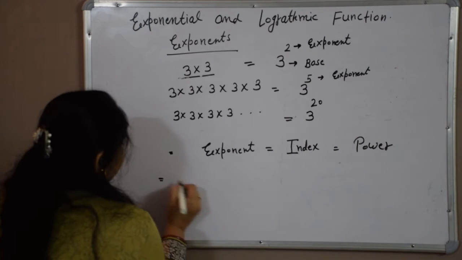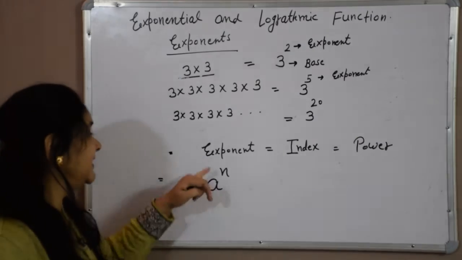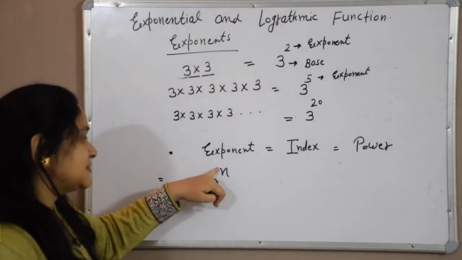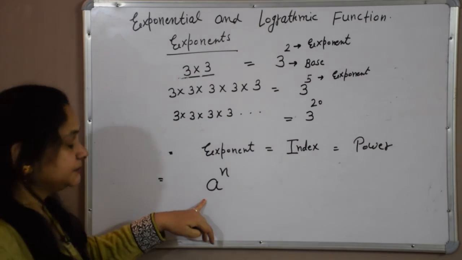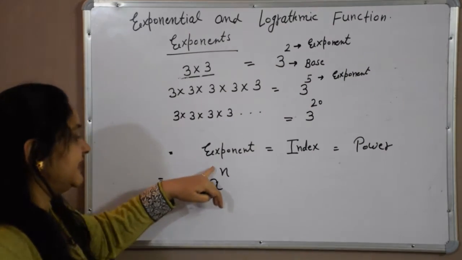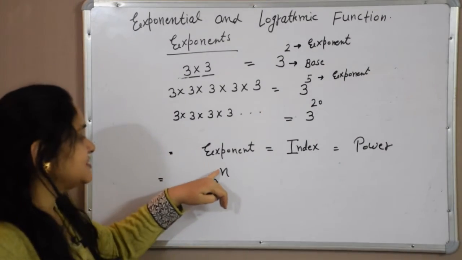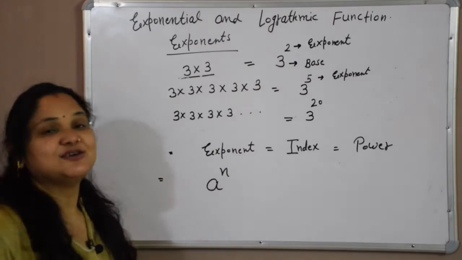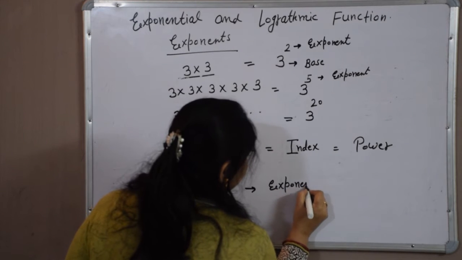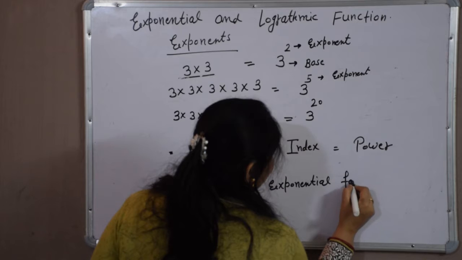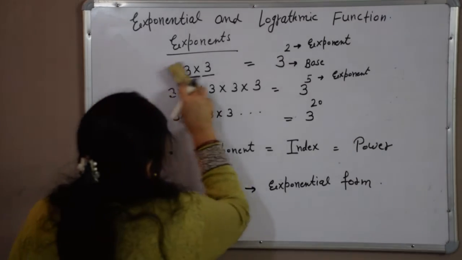So any number of the type a raised to power n, where a is the constant and n is variable, is called the exponential form. A raised to power n, where a is the base and generally we take it as constant, and n varies. How many times it varies, that is called the exponent. Base raised to power exponent is called the exponential form. A raised to power n is the exponential form.